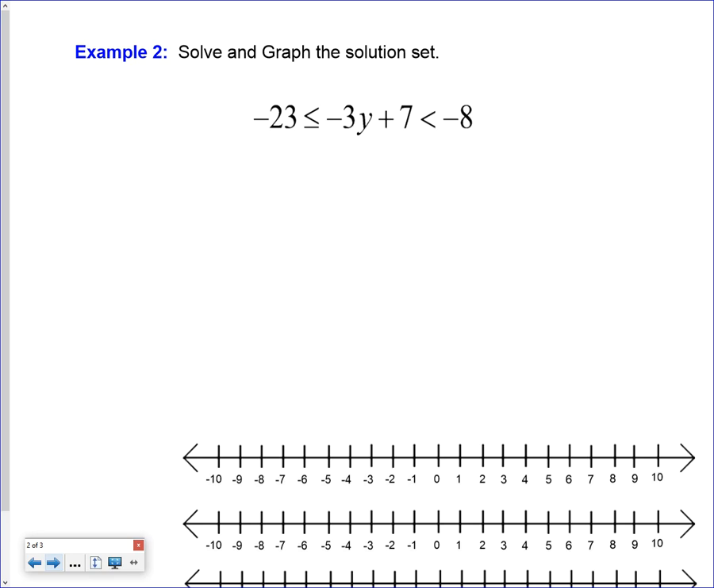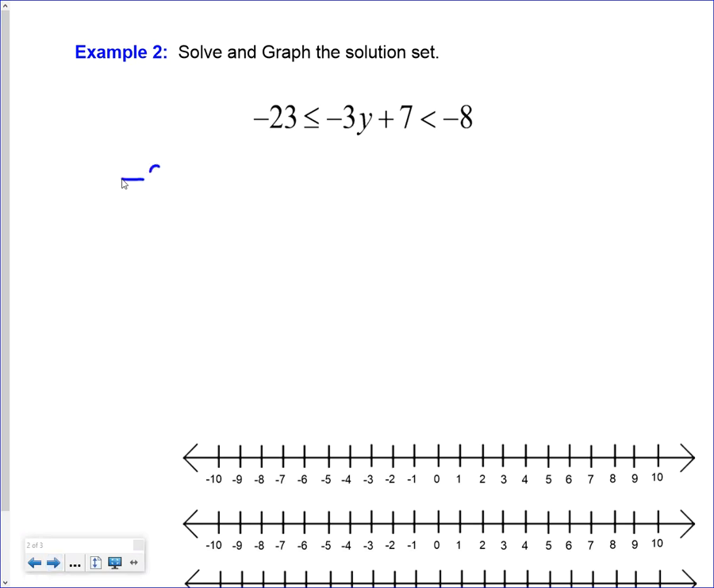This one looks a little different. This is a compound inequality, but you don't see the word and or or in it. Okay? This is a special case. This is actually an and one. Only the and ones can be written like this. You could think of it as two separate ones.